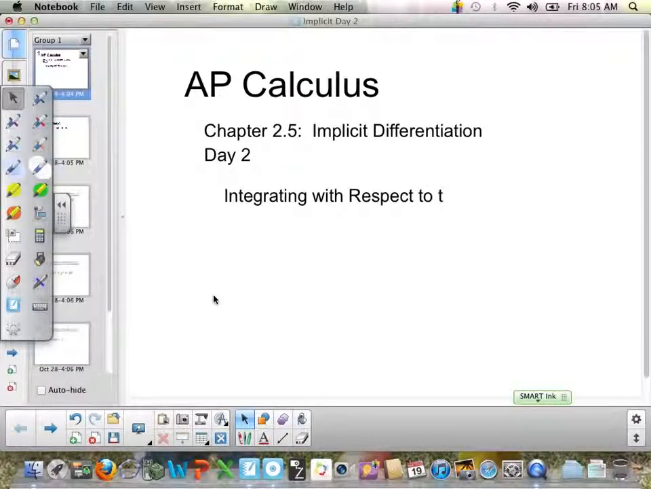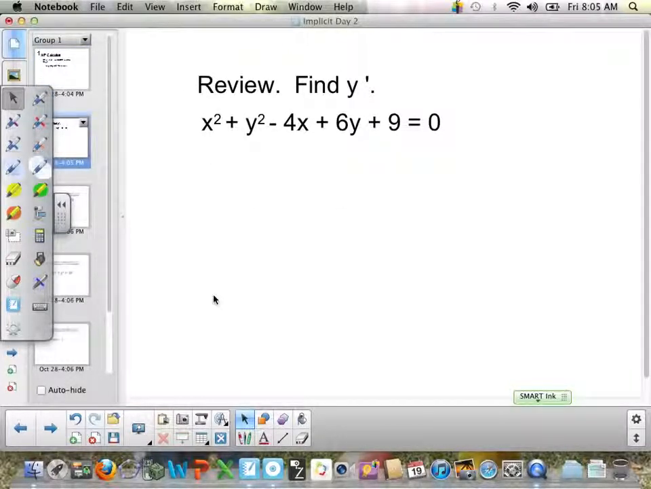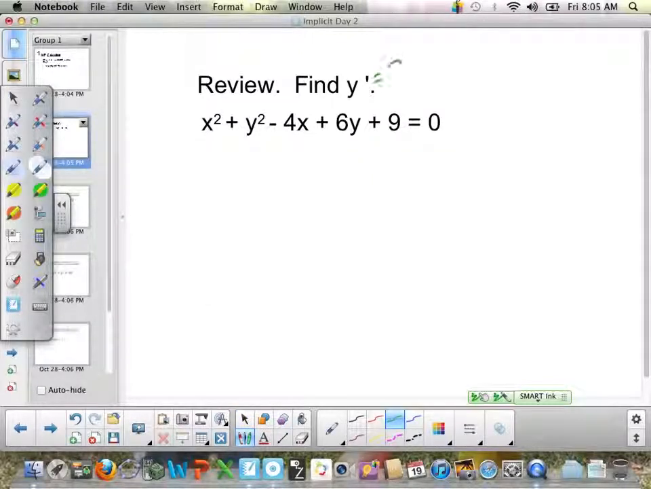Chapter 2.5, Implicit Differentiation, Day 2. Differentiating implicitly with respect to t. Review: find y prime, or more accurately, the derivative of y with respect to x.